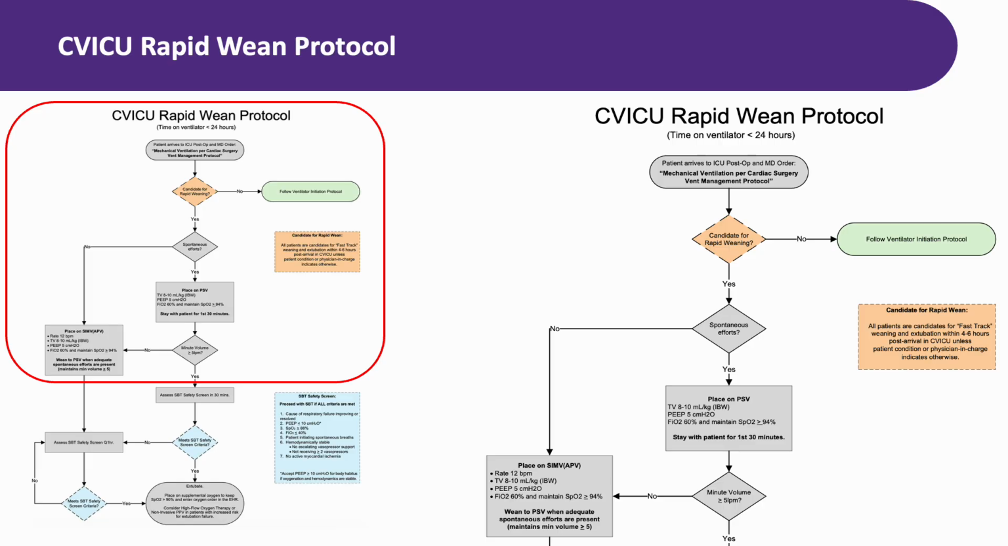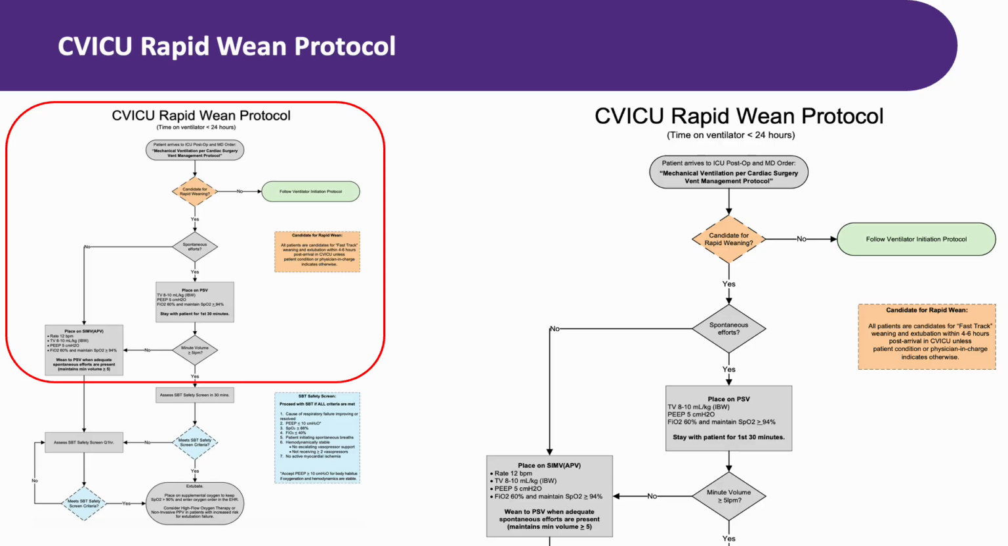PEEP is still at 5 centimeters of water, same as the post-op protocol. And FiO2 is initially started at 60%, whatever is needed to maintain an SpO2 of 94% or greater, which is the same target. Follow the flow chart after the initial assessment. If the patient arrives to cardiac surgery with spontaneous respiratory efforts, we attempt pressure support first.